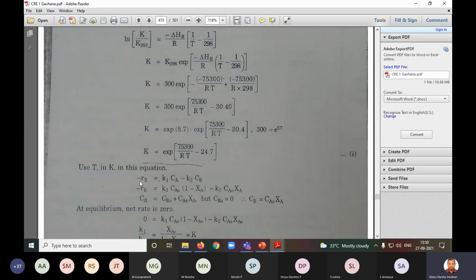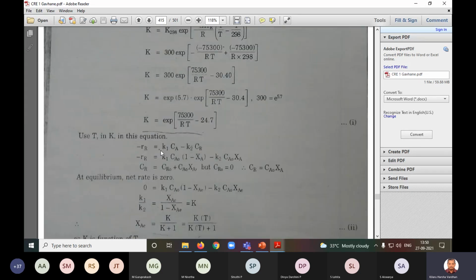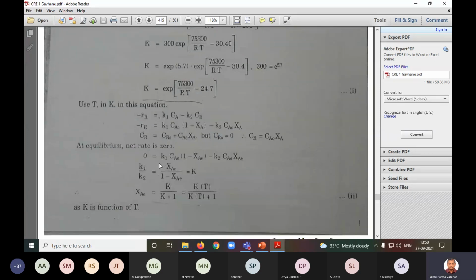Now this is an irreversible process. Minus rR, rate of disappearance of R is K1CA minus K2CR. So we know that CR is CA0 into XA because initially there is no R. So CR is CR0 plus CA0 into XA. So if you substitute in this particular equation, then you can get K. So XAE is K by K plus 1. That is the equilibrium constant by K plus 1. That is what for an irreversible process we already derived.